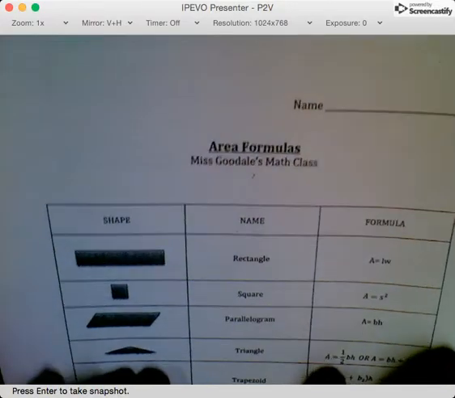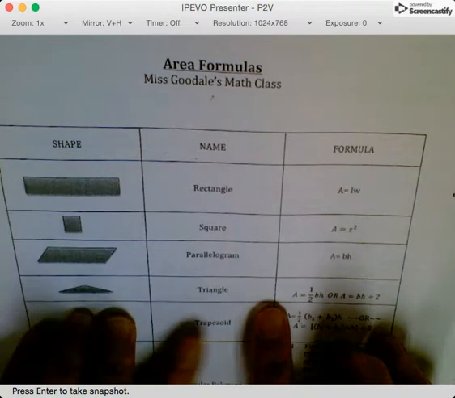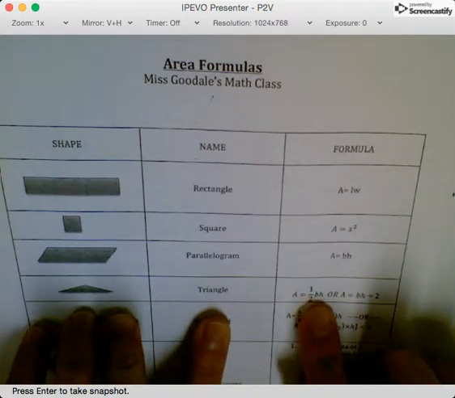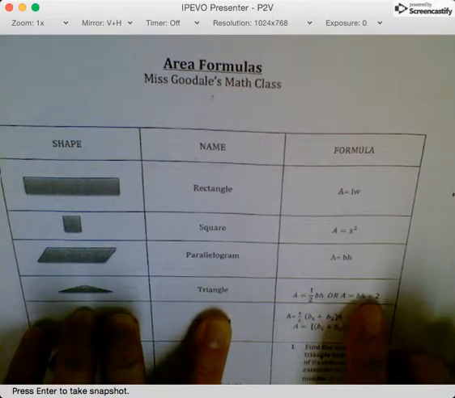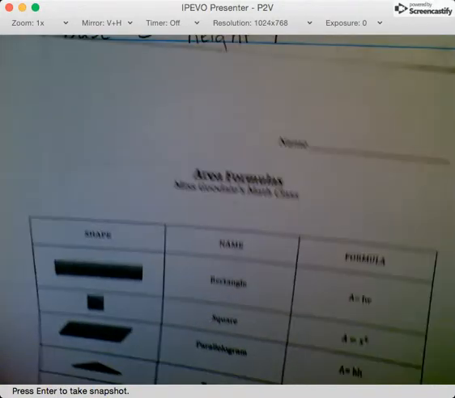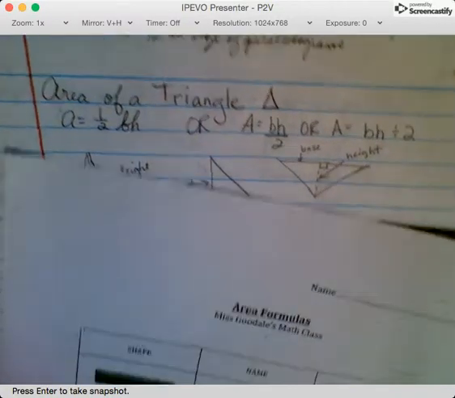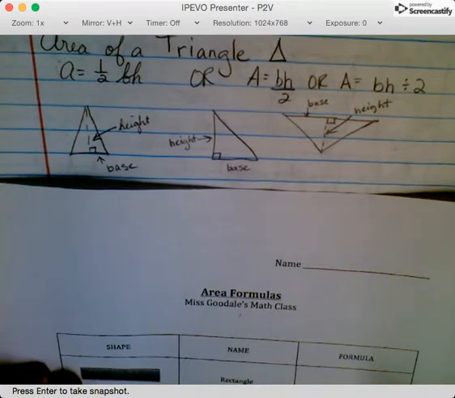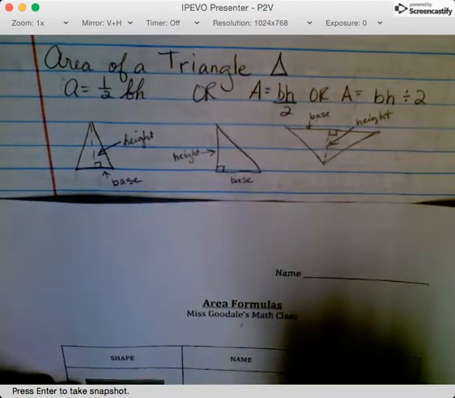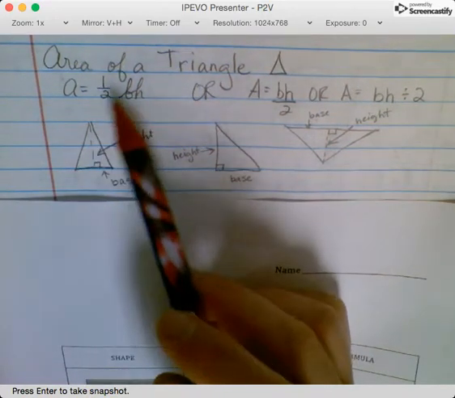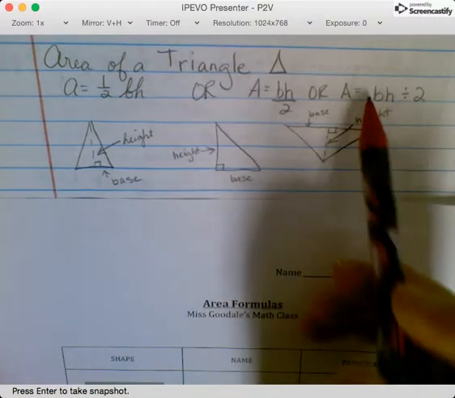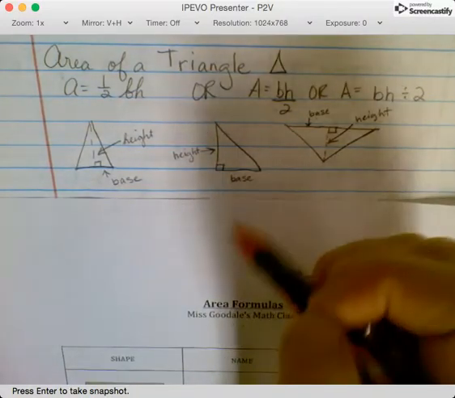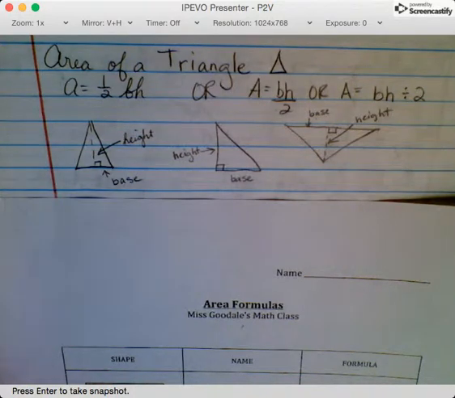This time I'm adding a triangle, and if you look at my notes sheet, it is half of b times h, or base times height, or A equals base times height divided by 2, however you want to say it. On here, I've written different ways that you can think of that as well. So that's the two formulas. BH over 2 is the same thing as BH divided by 2, or base times height divided by 2.